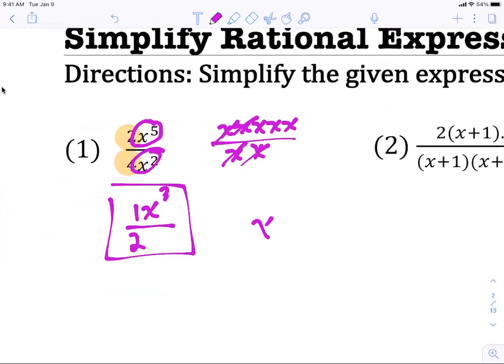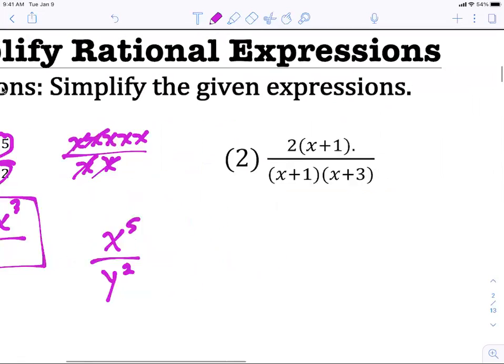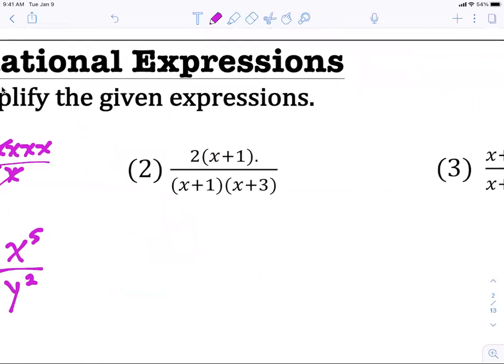It would be a different story if it was x to the 5th over y to the 3rd or y to the 2nd, because that doesn't reduce. The only time things can reduce is when it's the same number being raised to that exponent. So it also applies to quantities.